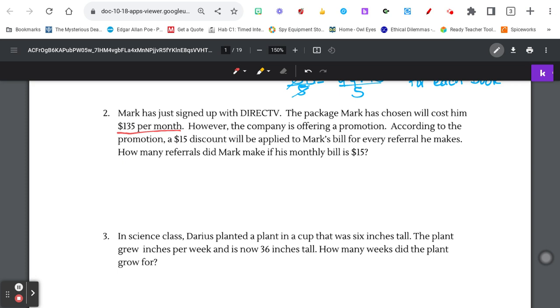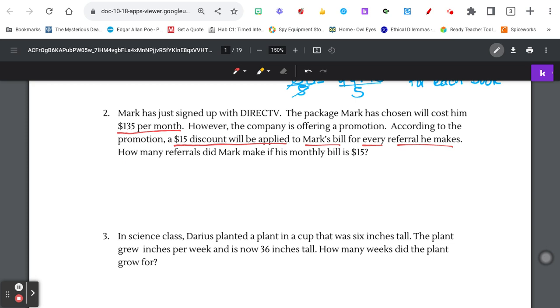So, let's keep reading. According to the promotion, a $15 discount will be applied to Mark's bill for every referral he makes. So, if he refers one person, then they'll take $15 off the bill. He'll end up paying $120. If he refers 2 people, they'll take an additional $15, which is a total of $30, and he'll end up paying $105. So you all should get the gist of what I'm saying. For every referral he makes, they take out $15 for each of those, okay?